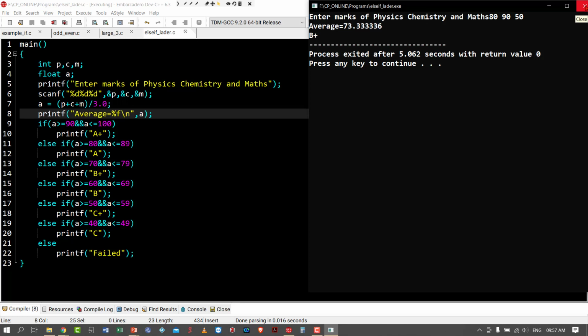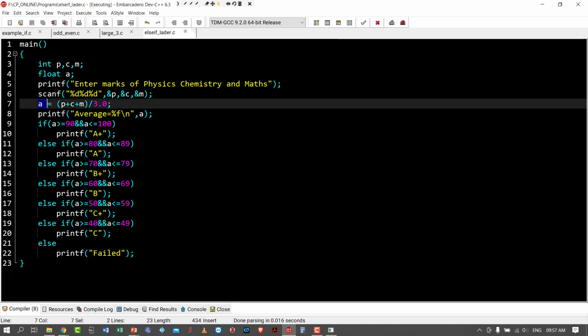Sir, in line number 3 we can write float also. Okay, you can write float also. To understand this point only I have taken P, C and M as int and A as float. While computing, the values of P, C and M will be converted to floating point. Otherwise, you can use PCM as float. Then that problem will not occur here, because P, C, M are already float. Divided by 3 means that 3 will be automatically converted to float. Is it clear?